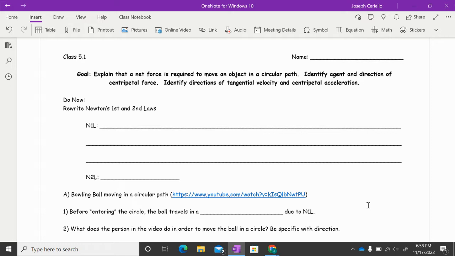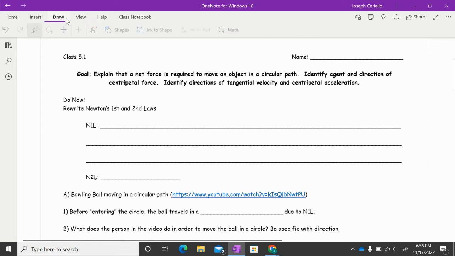So our goal is to explain that a net force is required to move an object in a circular path. Identify agent and direction of centripetal force. Identify directions of tangential velocity and centripetal acceleration and centripetal force. All right, so let's start by writing down Newton's first and second laws.